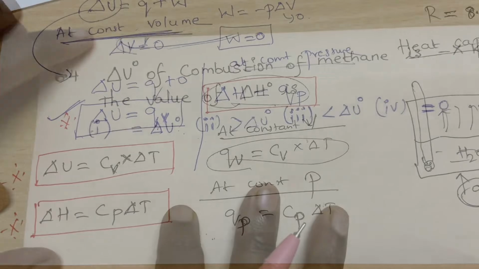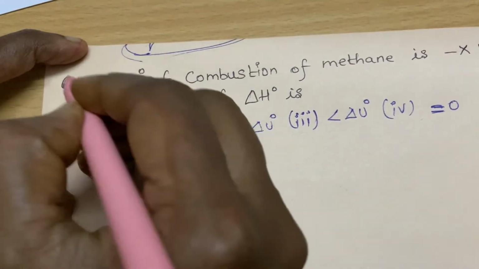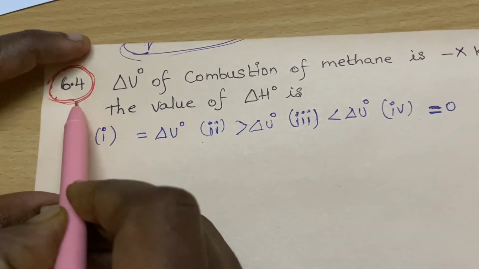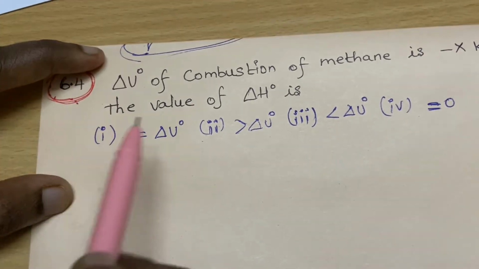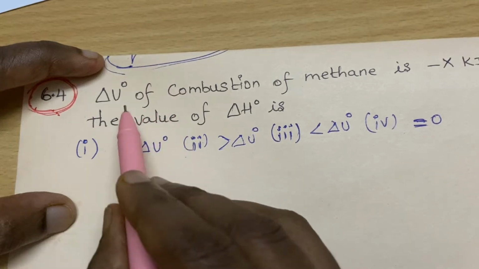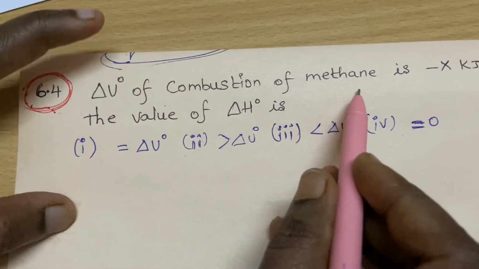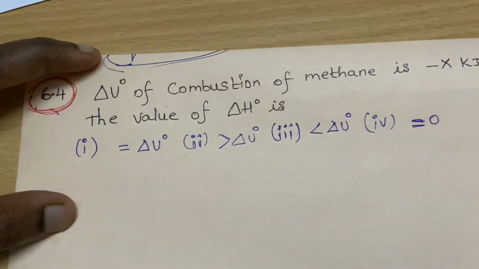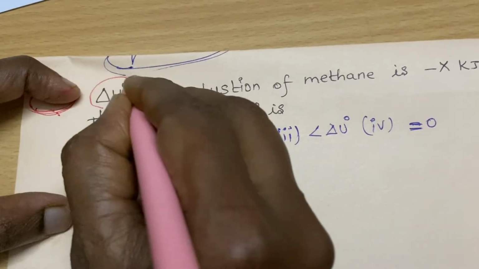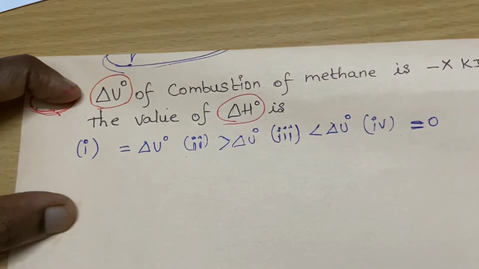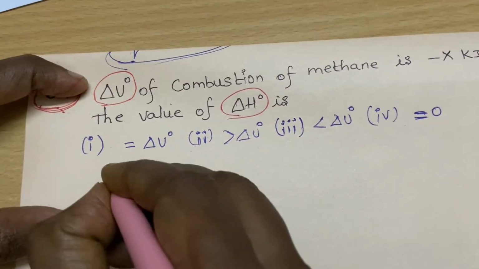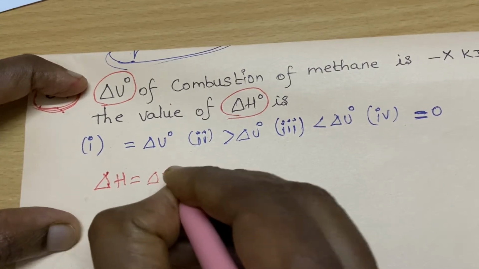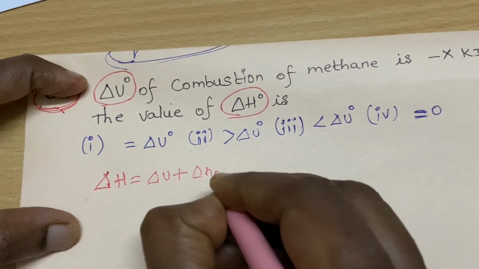Okay, so solving your book back exercise. I am writing the corresponding question number here, students. This is the book back exercise 6.1. The standard change in internal energy of combustion of methane is minus x kilojoules per mole, the value of del H. If they are asking, relating del U and del H, what formula you have to choose? You have to choose the formula del H is equal to del U plus del NgRT.